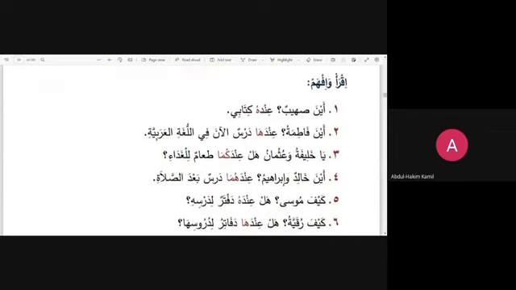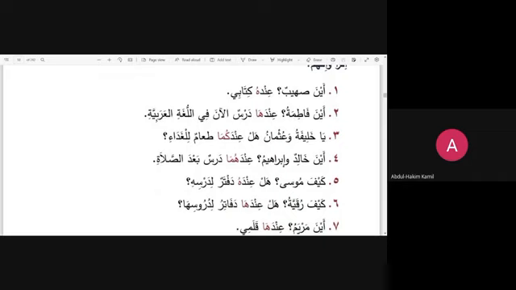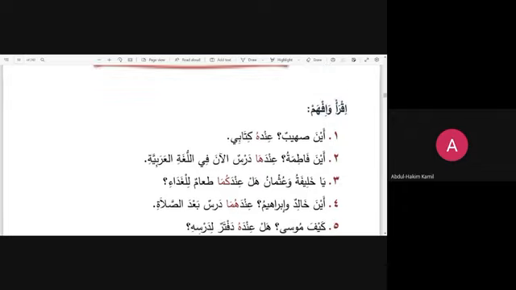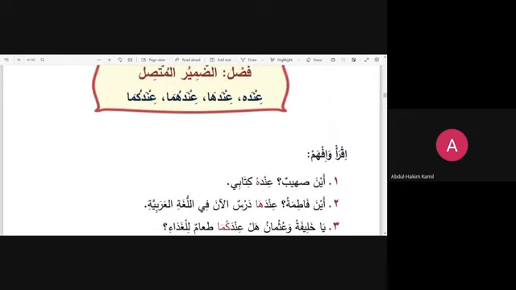You're going to read these sentences. You all repeat after me. It says, Iqra wafham, read and understand. Based on the fact that you know what these words mean, Ya Abdul Basit, indahu, indaha. Do you have us on page number 50?